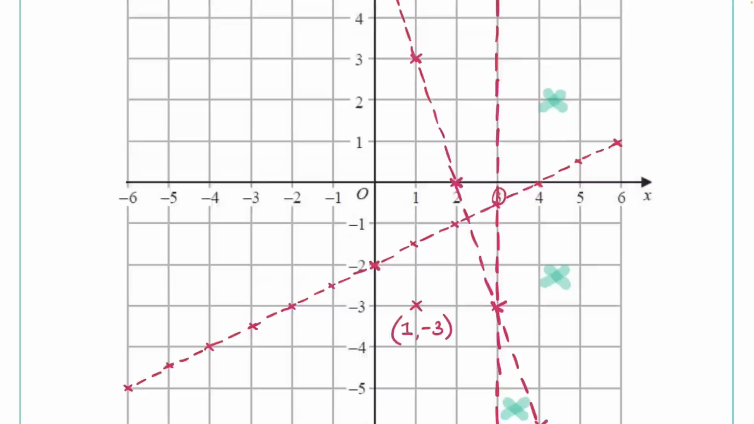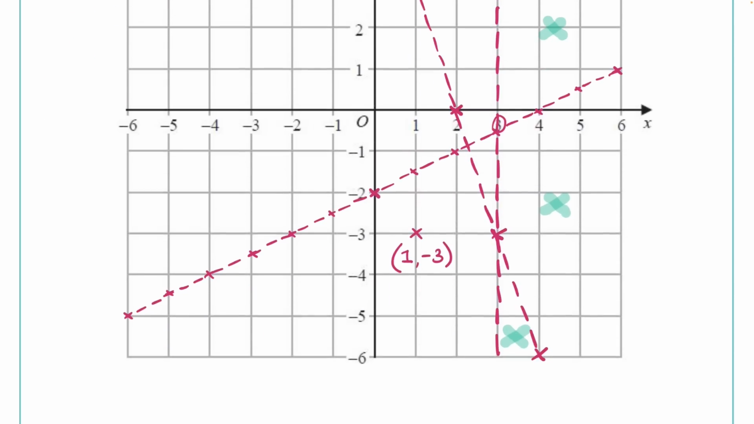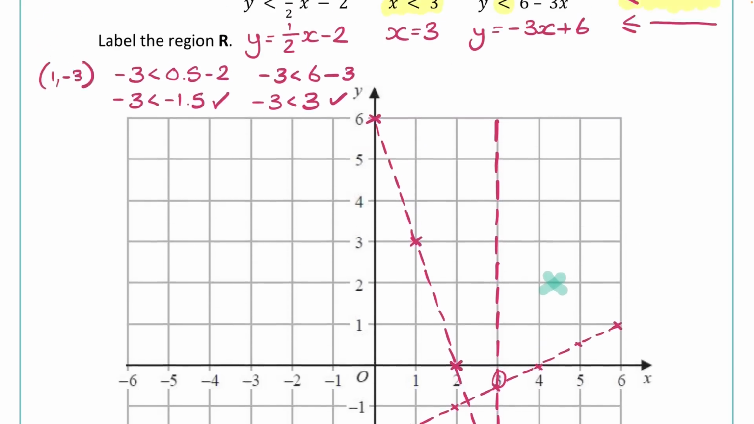So that region that we're looking for, let's have a look. It says by shading the region, and it says label it R. So for this one here, we don't need to do a huge amount of shading in it, just a little indication that that is the region that we are going to be shading there. We've got our working out sort of to back that up, and it says label it R. So I'm going to put a nice R in this region, and there we go. That is the region there that satisfies the inequalities.